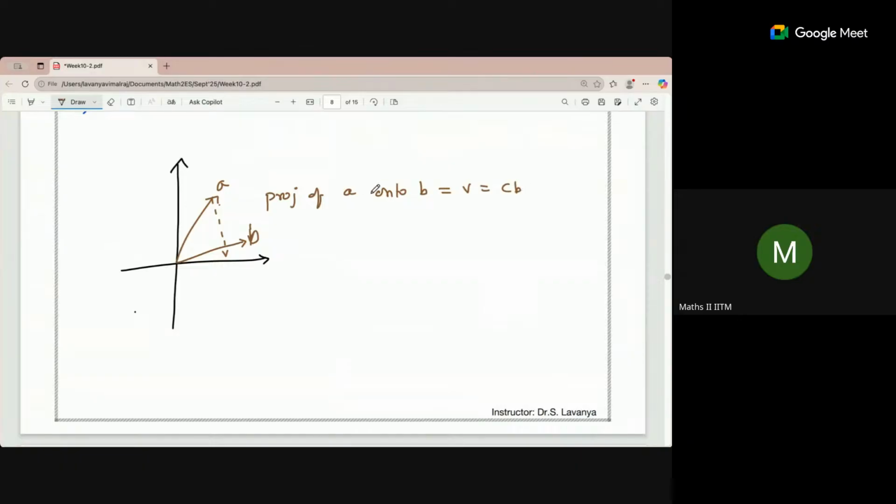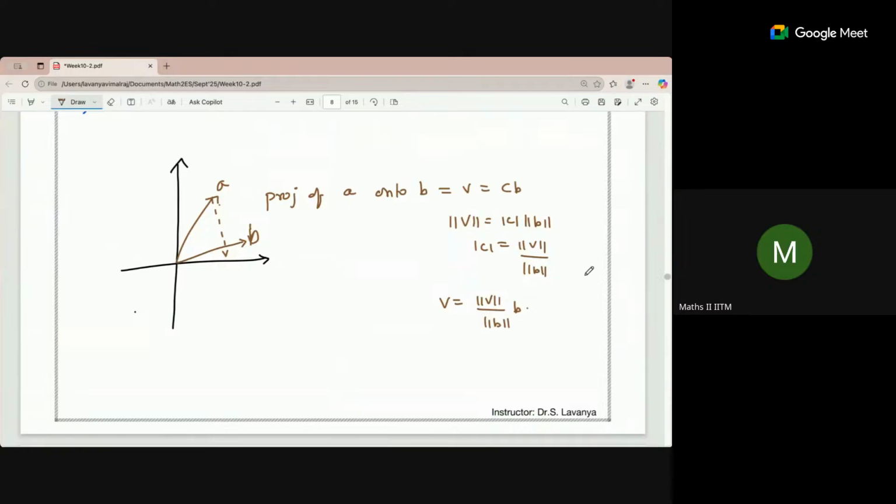Up to this, is that clear? Okay, now we have to find what is the c, right? So now what is norm v first of all? Norm v is mod c times norm b, correct? Okay, so you see that mod c is actually norm v by norm b. So your v is basically norm v by norm b times b. Let us consider the positive case where c is greater than 0.